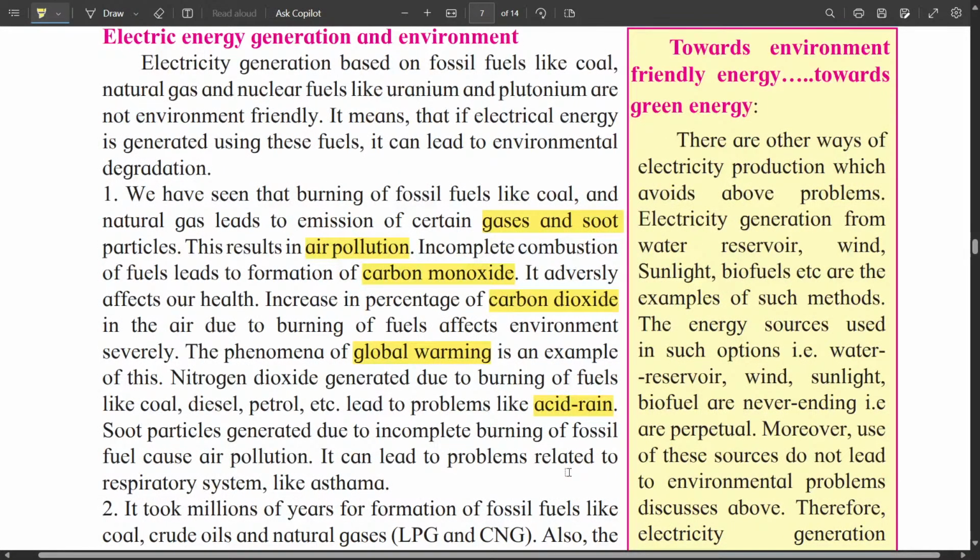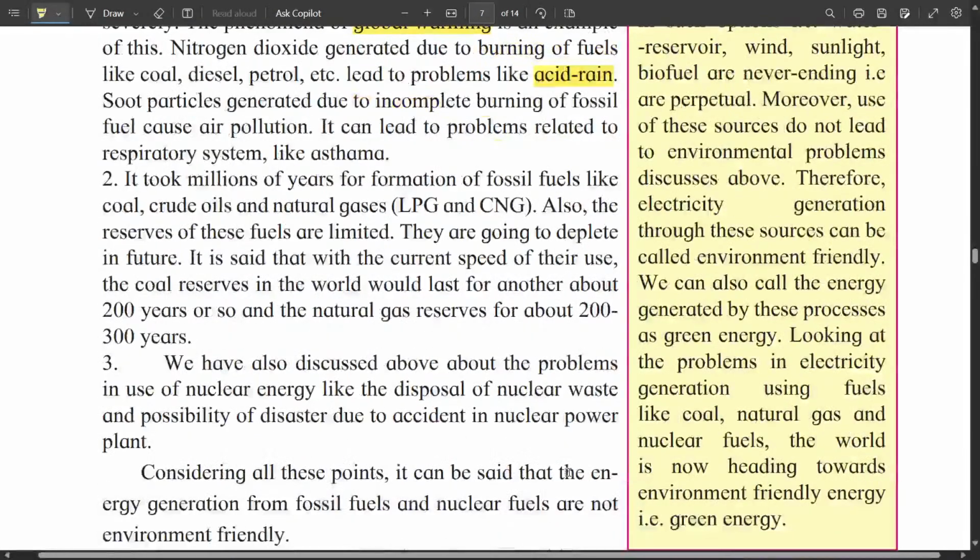So, the environmental problems of using these conventional energy sources, one is air pollution. In air pollution, carbon monoxide which causes suffocation, carbon dioxide which causes global warming, oxides of nitrogen and sulfur can cause acid rain. This is the first problem. And the soot particles, they can cause respiratory diseases like asthma.